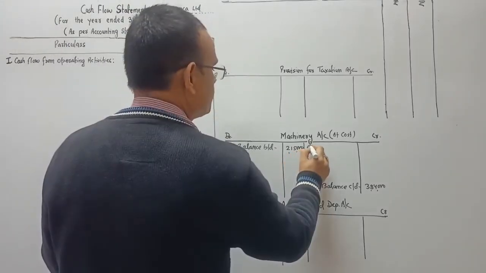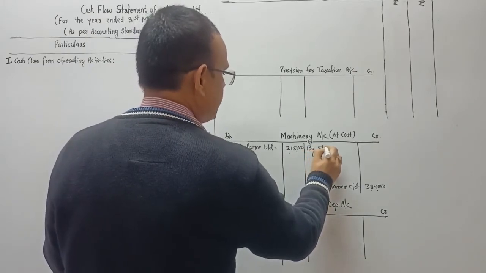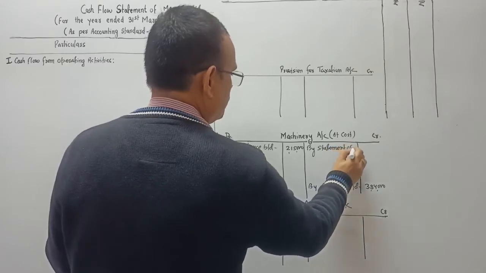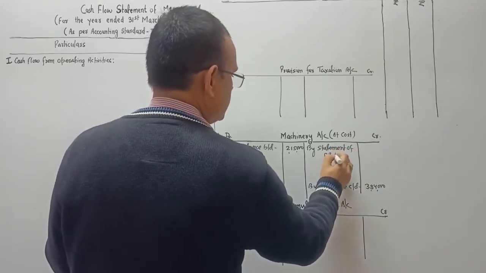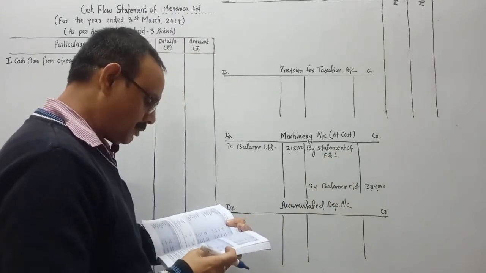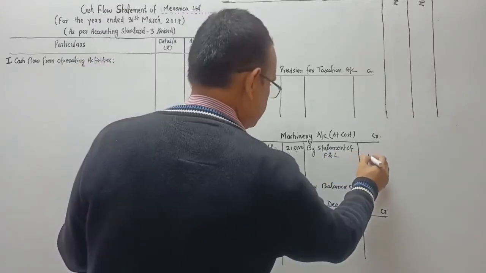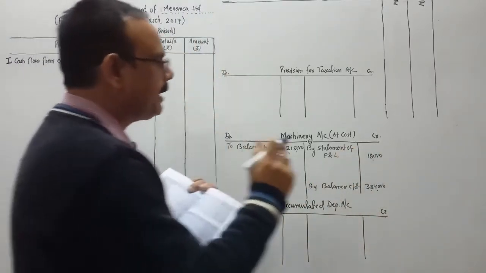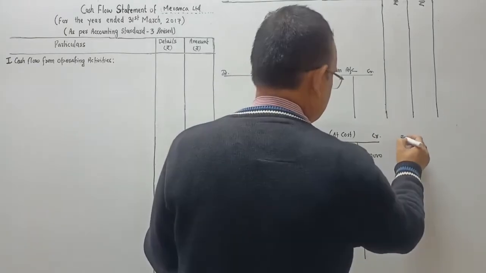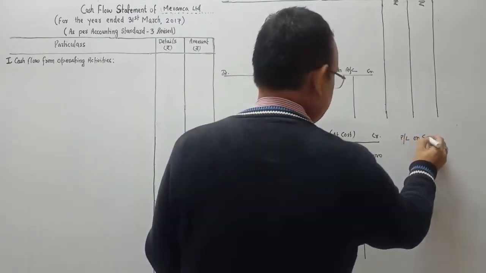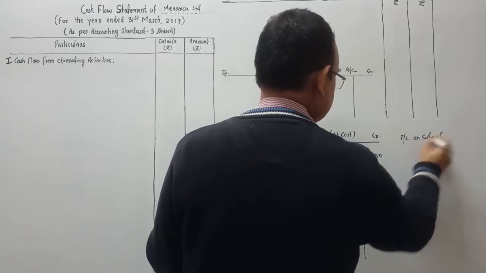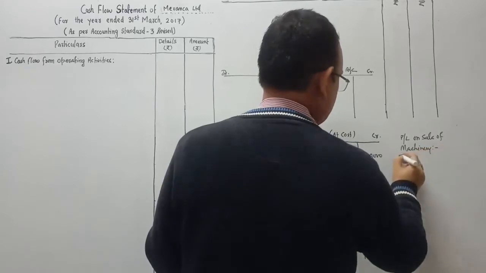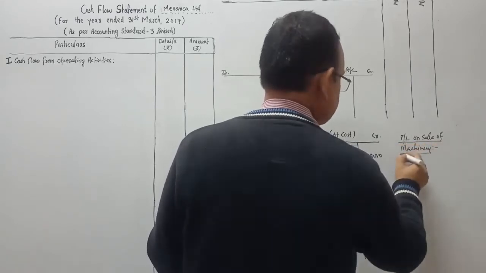When we have sold the machinery at a loss, it goes to the statement of profit and loss. The machine is sold at a loss of rupees 18,000. I am going to calculate the profit or loss on sale of machinery.